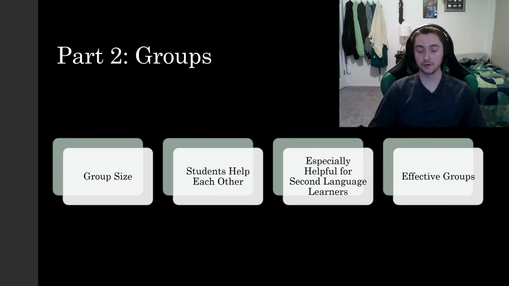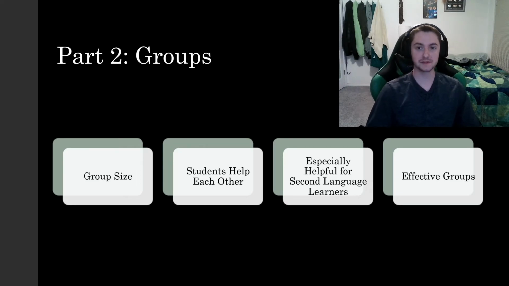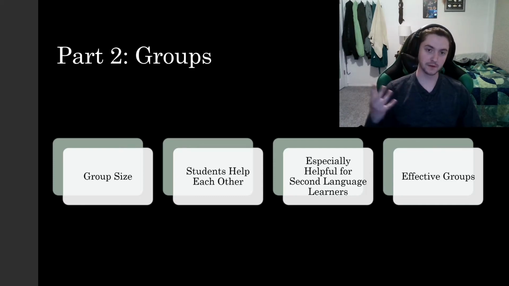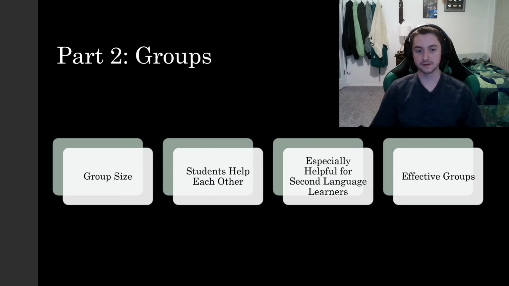Part two will be the groups themselves. As far as group sizes, I prefer groups of four, but three can kind of work. Five can also work pretty well. I would say four or five is the best. Three is pretty good. I would not go up to six or above because that'll make it much easier for some people to not contribute to the small group discussion of the reading.